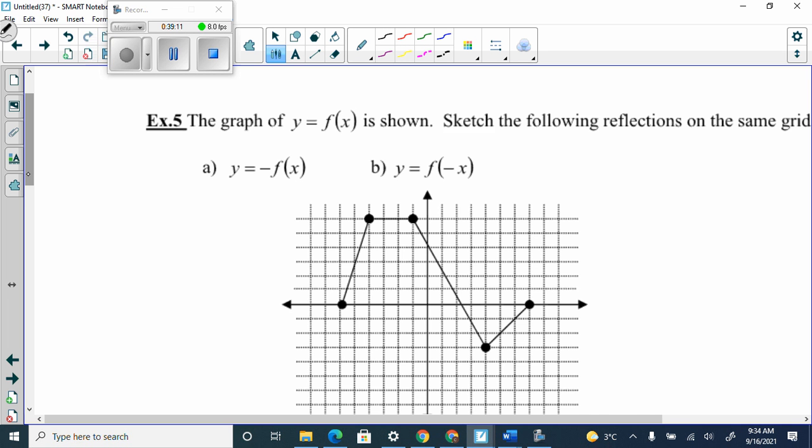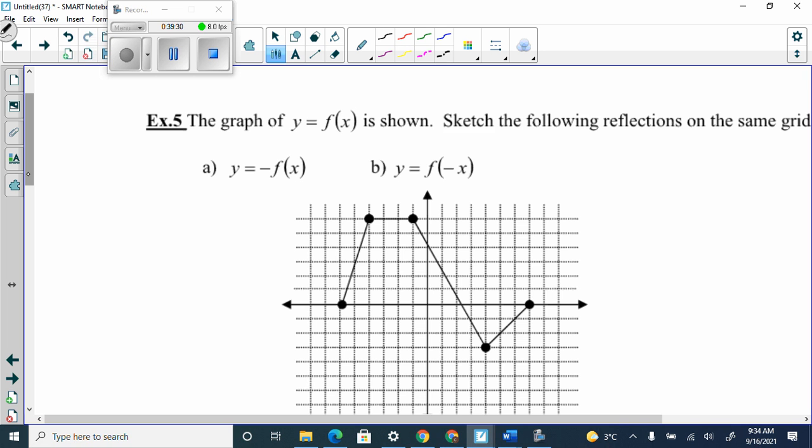Now, it's a function because I can draw vertical lines through this whole thing, and it doesn't cross more than once. So the vertical line test is what checks for a function. For every x there can only be one y, which means for every vertical line I draw, it better only cross through once.